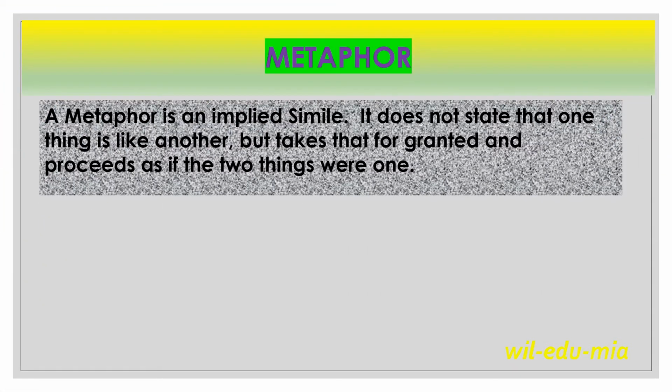Yes, the next one, metaphor. A metaphor is an implied simile. It does not state that one thing is like another, but takes that for granted and proceeds as if the two things were one. We'll see the examples here. He is a shining star. Now, when we say he is like a shining star, we use a simile. But here it is, he is a shining star. So here we have used a metaphor. We have proceeded as if the two things were one.